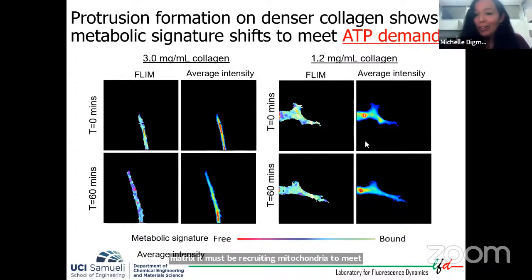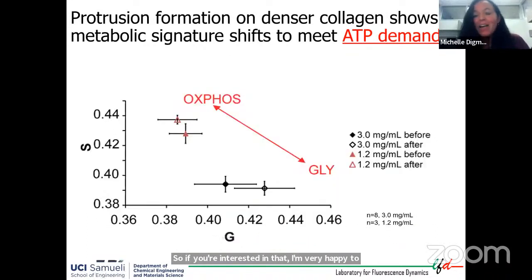And I have a whole other lecture on mitochondria dynamics and trafficking. So if you're interested in that, I'm very happy to answer any questions about that. Unfortunately, I don't have that much time in this talk, but just to show you that in 3D collagen matrices, we see that, in fact, there is an alteration of oxidative phosphorylation and glycolysis when cells are now cultured in three-dimensional space versus just on a 2D plane.